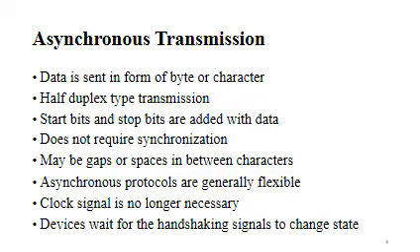In asynchronous transmission, data is sent in the form of a byte or character. The transmission is the half duplex type transmission. In this transmission, start bits and stop bits are added with data. It does not require any synchronization. There may be gaps or spaces in between characters.